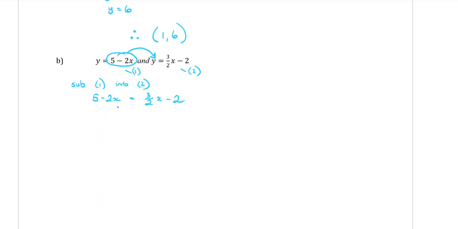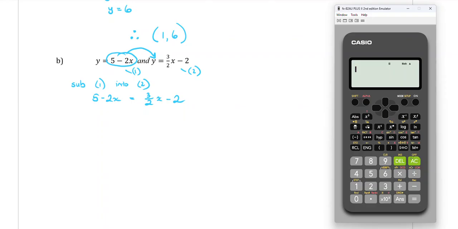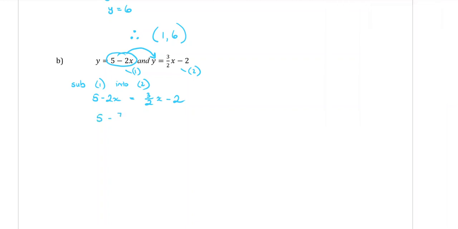Okay, now collecting the x's up, let's minus 3 over 2x. So you could use a calculator. This is a bit weird with the fractions. So you have minus 2, and you want to minus the 3 over 2. So that's a negative 7 over 2. So 5 minus 7 over 2x is equal to negative 2.